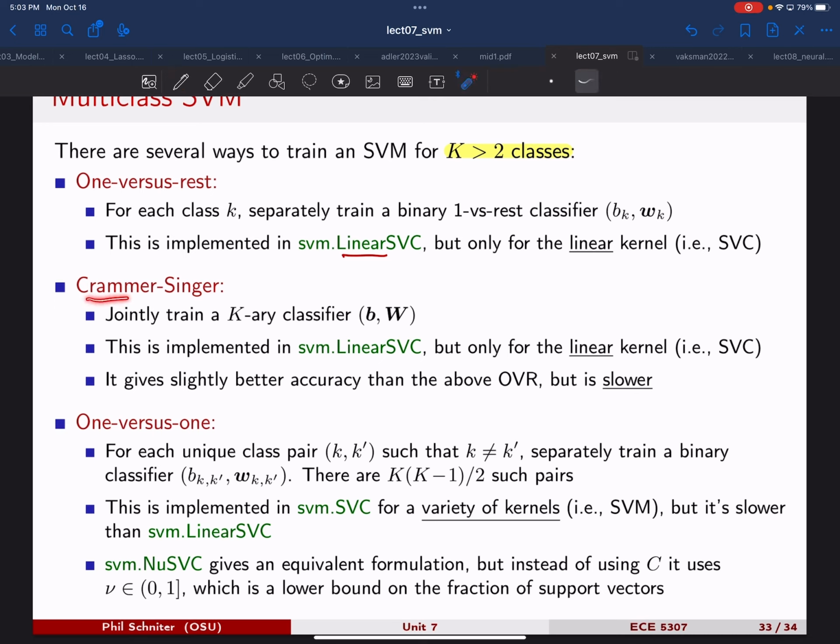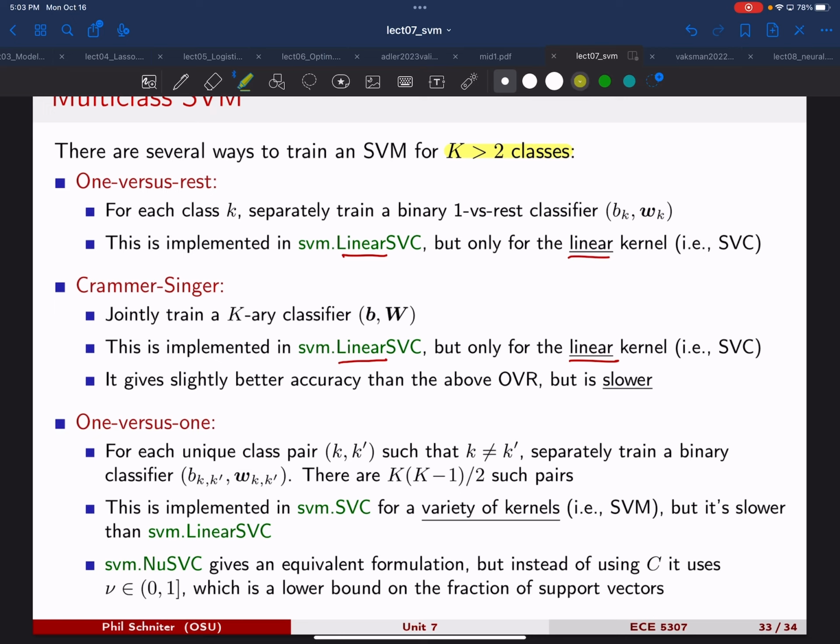We talked about the Crammer-Singer option, which is one way to jointly train this classifier. And this is also implemented in LinearSVC, only for the linear kernel. Maybe it gives a slight boost over one versus rest, but it's not massively better and it's slower. And so how does the SVM we just talked about work now?